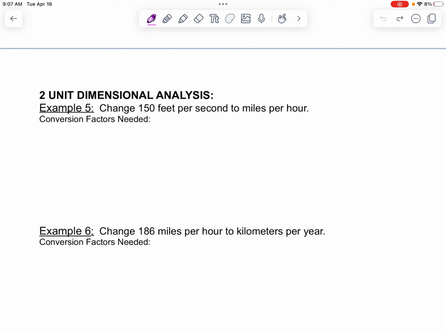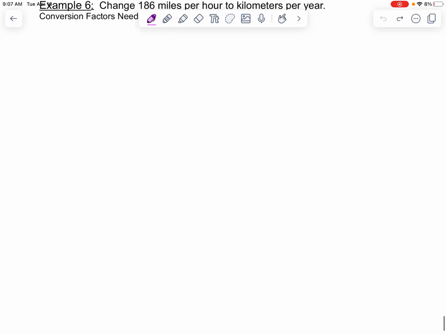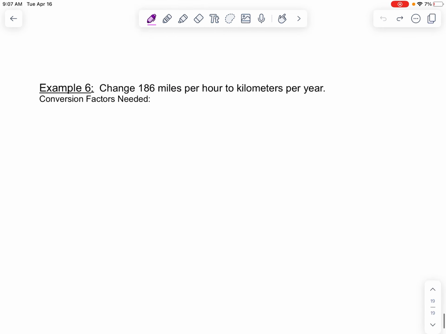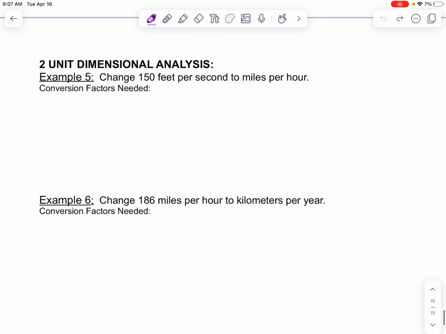All right, let's go ahead and take a look at the last page on page 19. Last page of Unit 2, woohoo! We're gonna do Unit 2, dimensional analysis. Just like page 18, now we're gonna move on to more challenging problems, I guess you'd say.